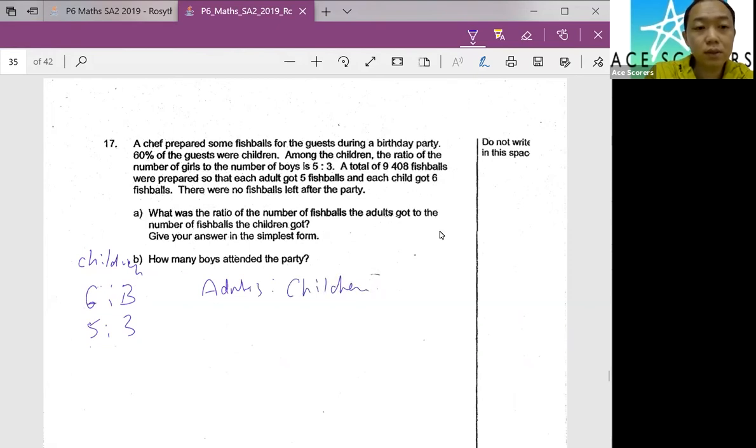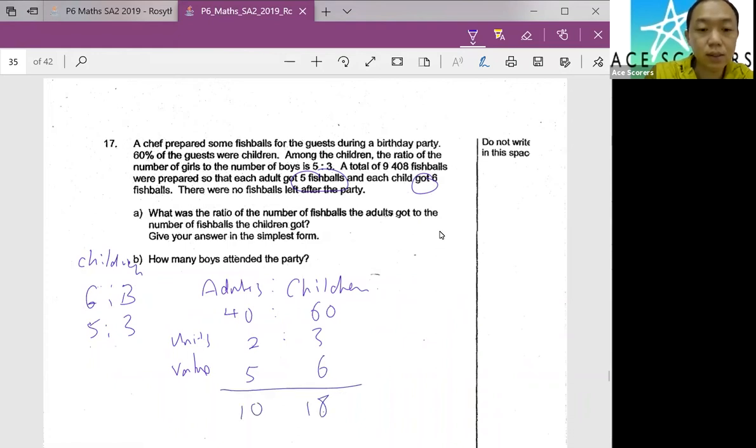Now the ratio of adults to children is actually 60 is 60, this is 40. So 2 is to 3. Now this is the units. Now the value, it's the number of fish balls that they're getting. So each adult got 5 and each child got 6. So adult is 5 and this is 6. Right? So 2 times 5 is 10, 3 times 6 is 18.